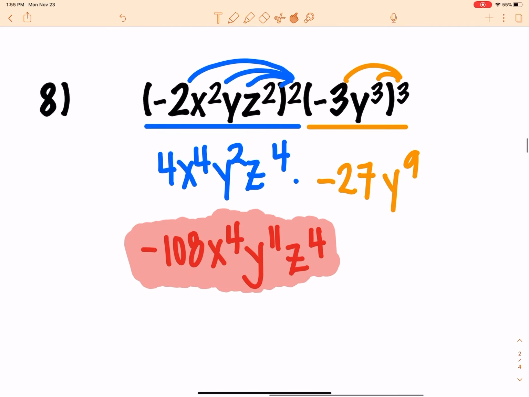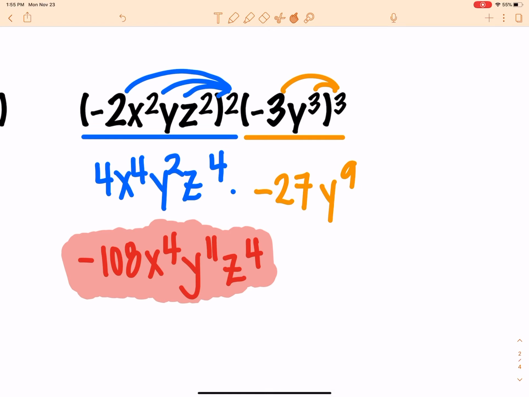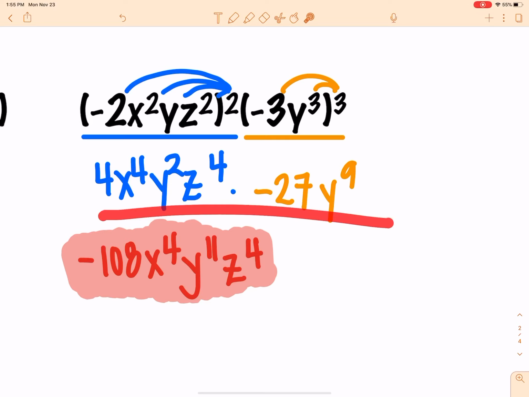All right, number 8. Not only had you do the power rule at first, but then you also had to do the multiplication rule to combine these at the end. Okay, so make sure that this accurately was 4 at the beginning because it's -2 squared, and this was -27 because it was -3 cubed. So hopefully you got to the second step first, and then remember that these are being multiplied, and so you just multiply everything out after that.